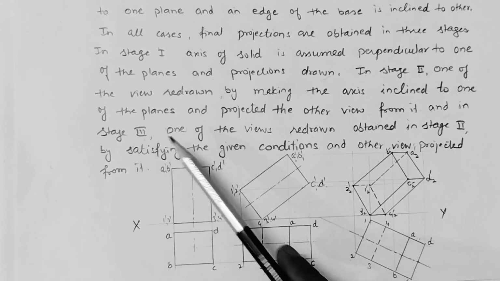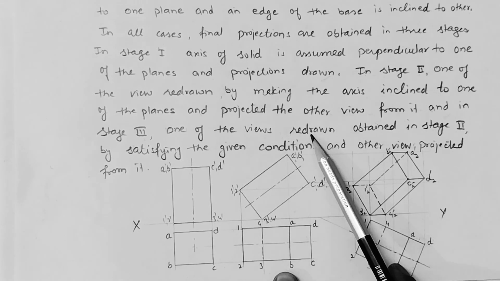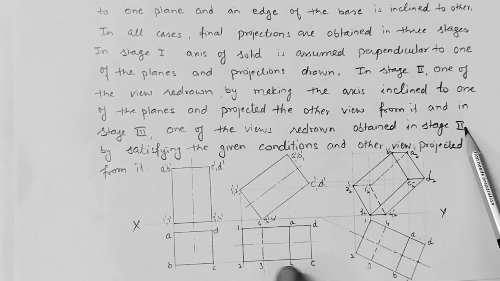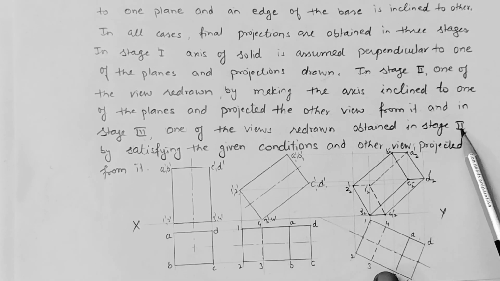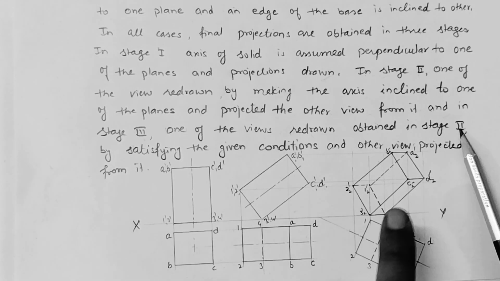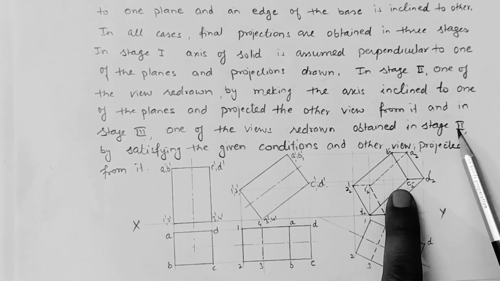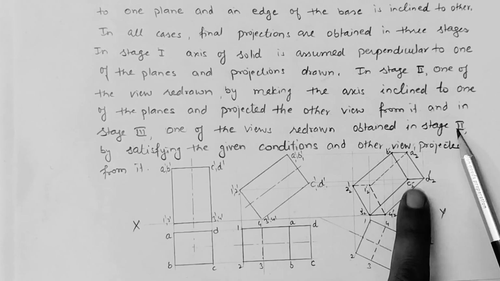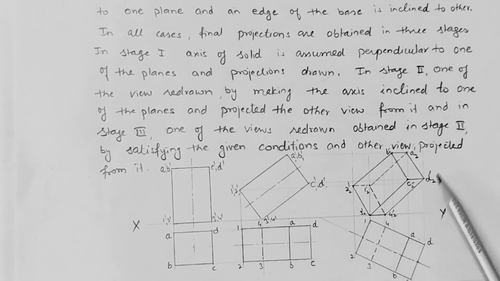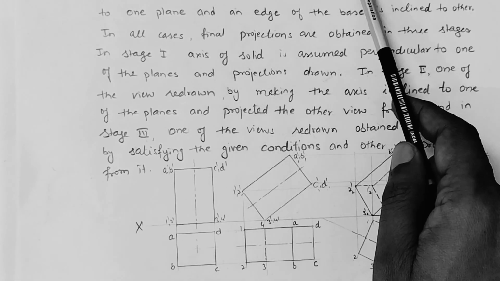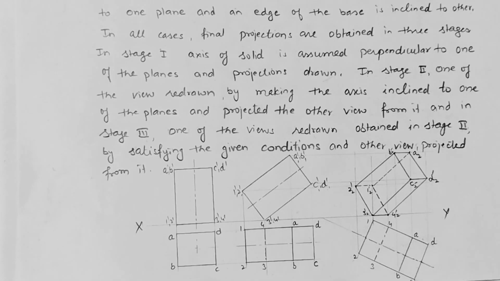Now in stage 3, one of the views obtained in stage 2 is redrawn. So in this case you can see here we just redraw this projection. After drawing this one, we redraw this projection at the given angle, and then we project the projections in the front view to get the front view of the object when the object is inclined to both the principal planes. In this way we complete the projection, and this method is called the displacement method.